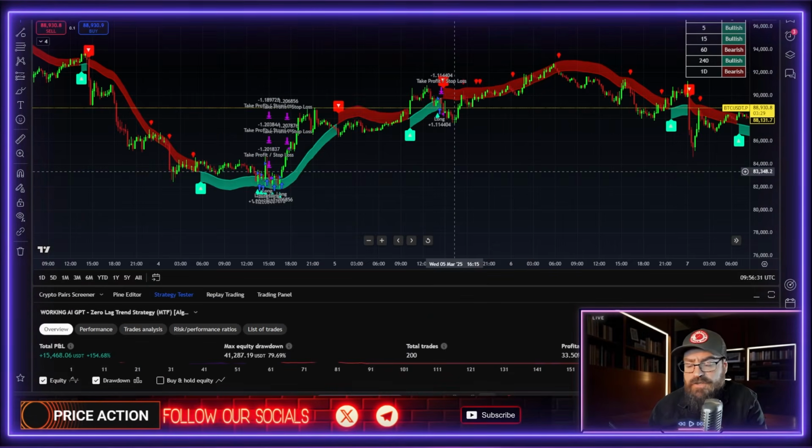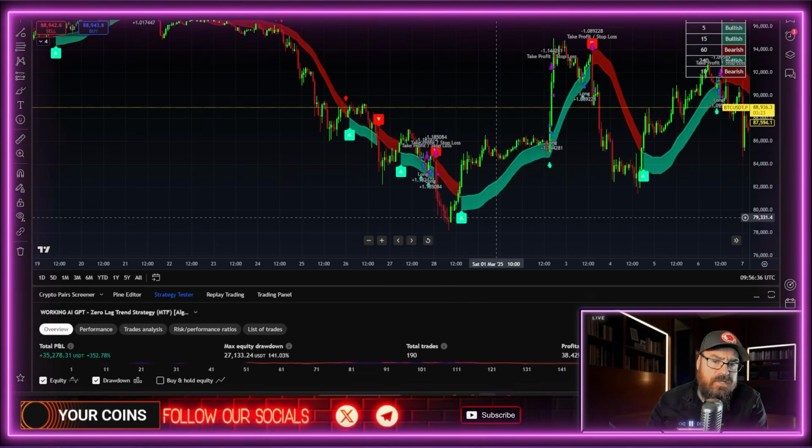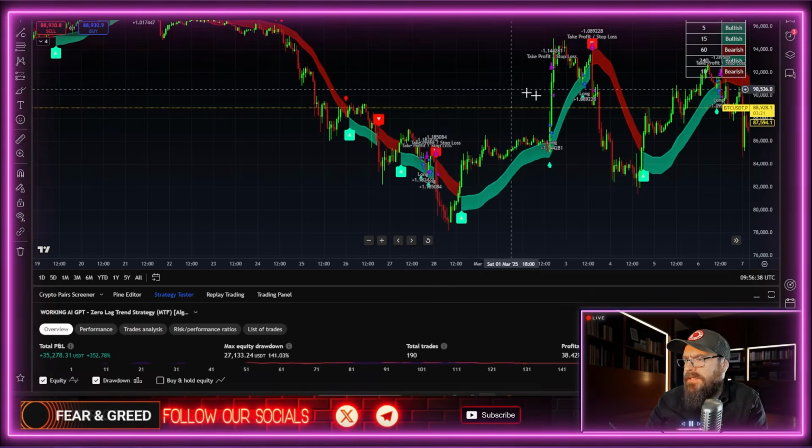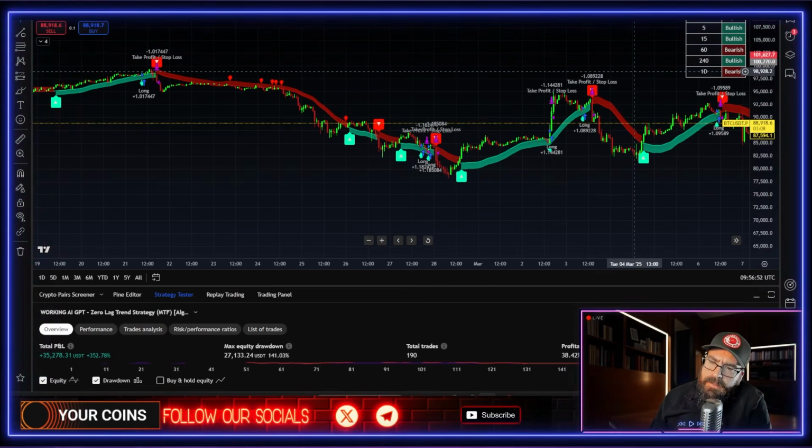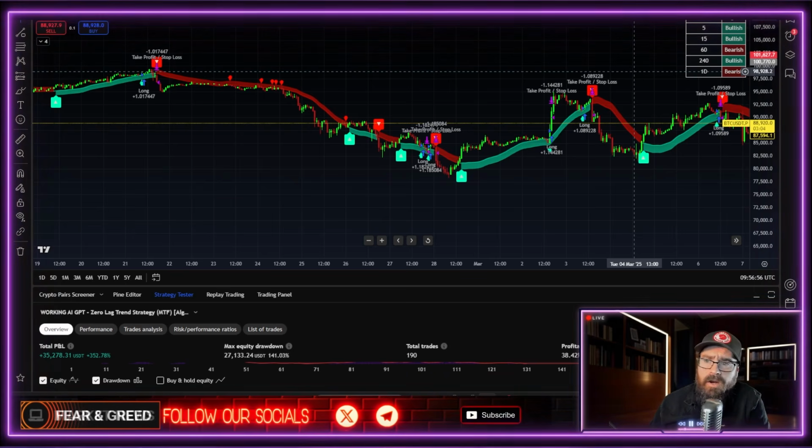But as you can see, so far, this works pretty well. 352% is nothing to be laughed at. But yeah, that's TradingView, zero lag indicators, and AI. And we're going to be creating lots of these over the coming weeks and months.